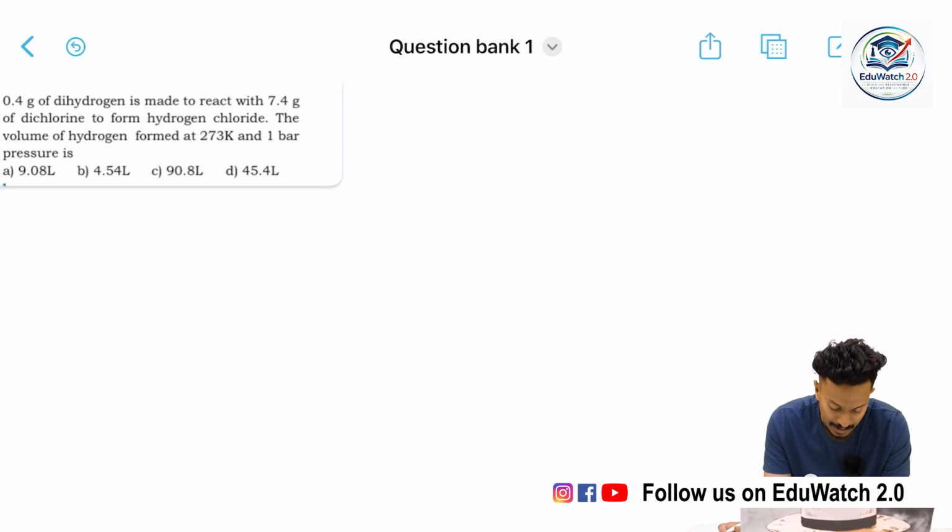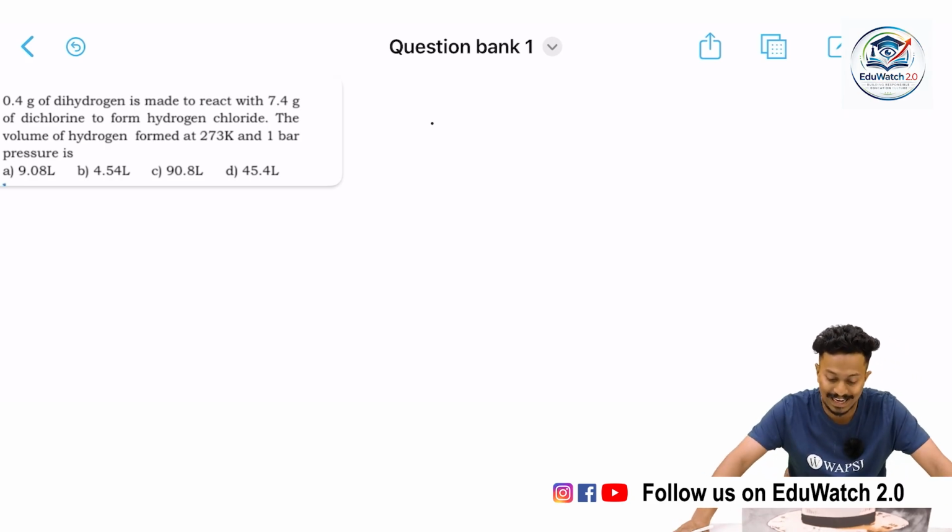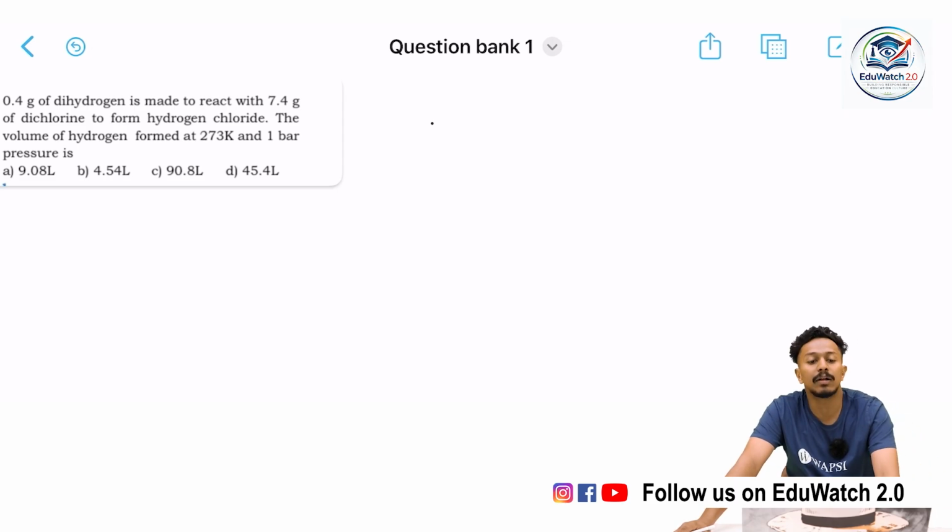Here we have 0.4 gram of dihydrogen made to react with 7.1 gram of dichlorine to form hydrogen chloride. The volume of hydrogen chloride formed at 273 Kelvin and 1 bar pressure is. Okay, this is our question.